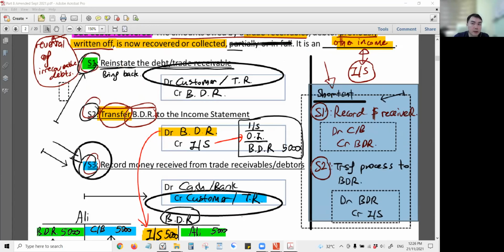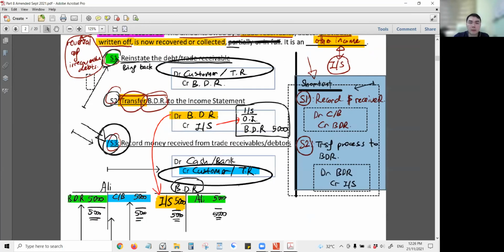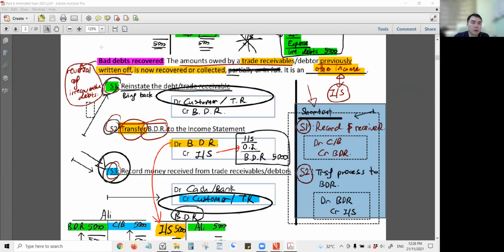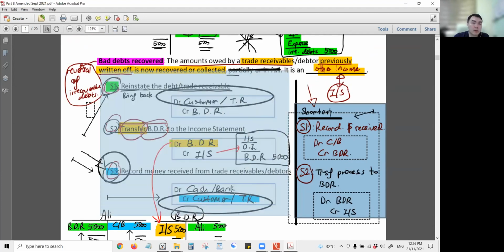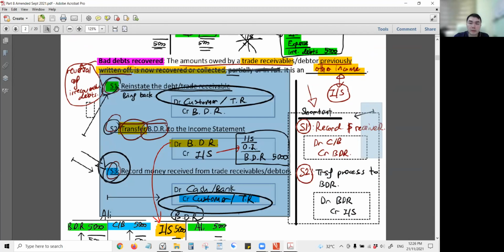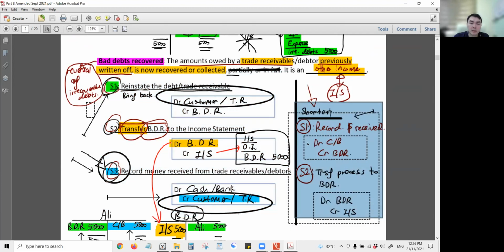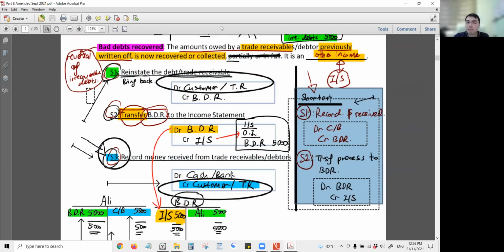Okay, once you're done copying down this one, you let me know. The ones you already have are these 3 steps for recording bad debt recovered. But this is the shortcut. Shortcut is better, easier to remember. Both ways are acceptable, okay? The left-hand side one and the right-hand side one, both solutions are acceptable, but the one on the right is much faster.